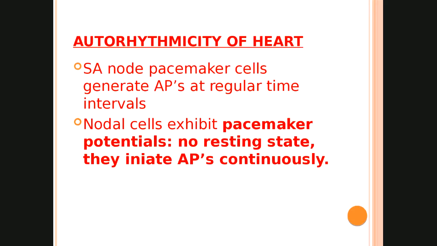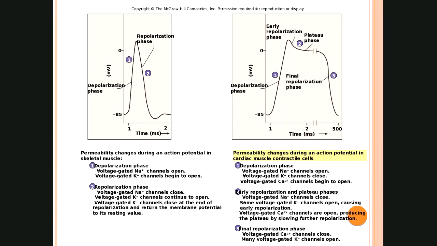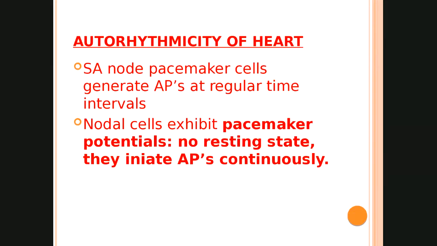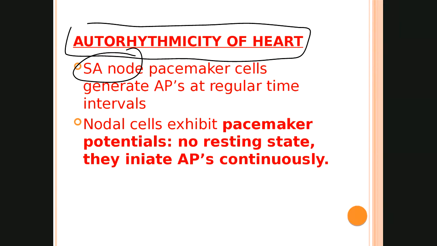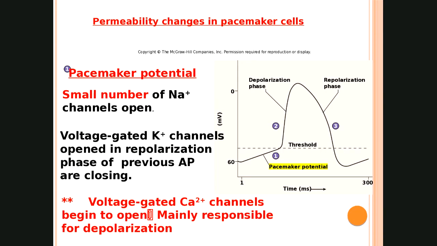Okay. So contrast this curve that we see here with the plateau with the kind of curve we're going to see with the nodal or conducting cells. These are the SA node, the AV node, the AV bundle, etc. Remember that this is what creates what we call the autorhythmicity of the heart. The fact that these cells create one action potential after another, after another, after another. There is no resting state for these cells. So what we see is these continuous action potentials being created.